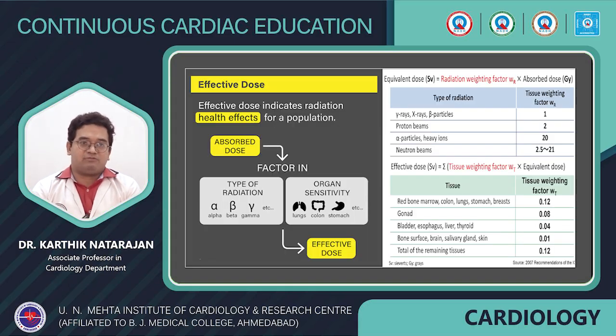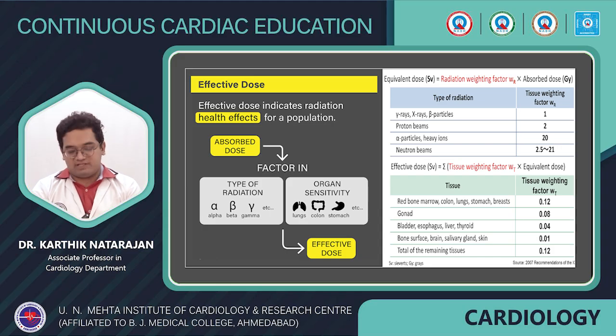So comes the concept of an effective dose. What dose is absorbed by the patient is referred to as an absorbed dose, but that is of no value. You need to know the effective dose, because that is the radiation health effects for a population. So how do you measure the effective dose? You can have an equivalent dose and an effective dose.